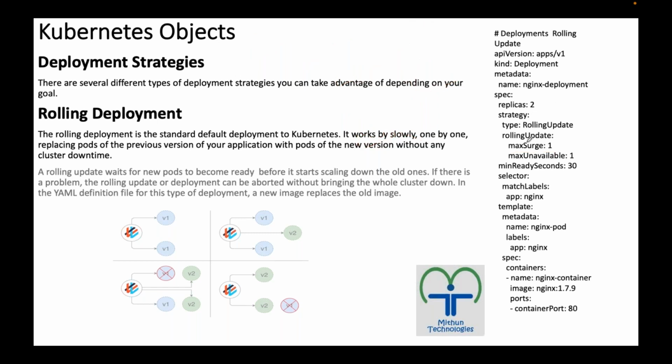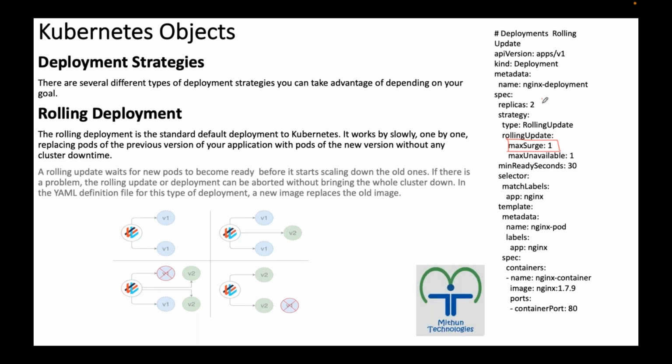Yes. And what do you mean by this max surge? How many new pods can be created over the current, expected replicas? Over expected replicas, how many new pods can be created? But is it always like this, 1 and 1? Can I give any value here?